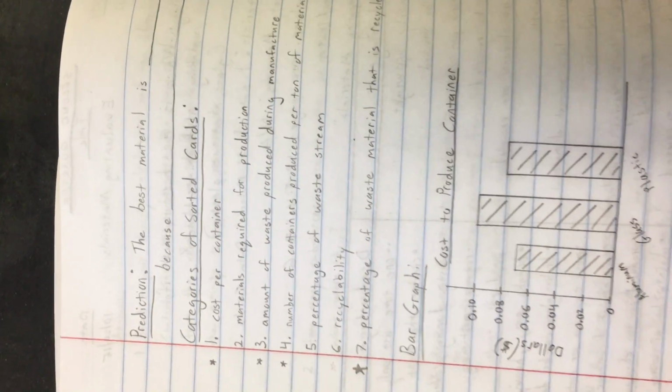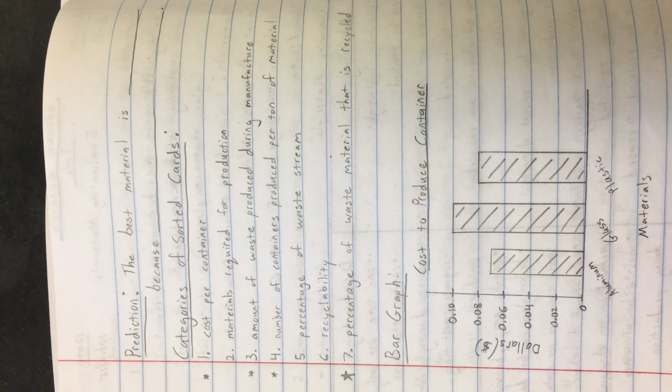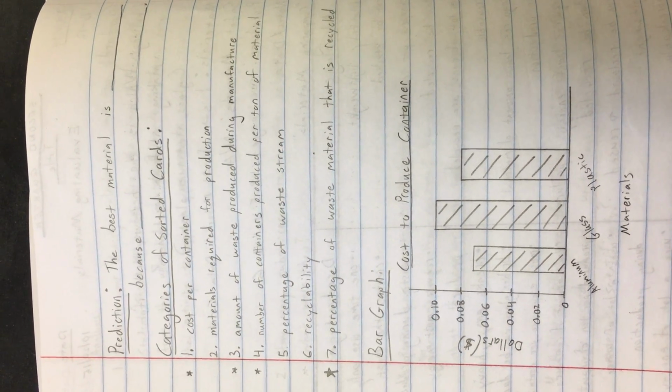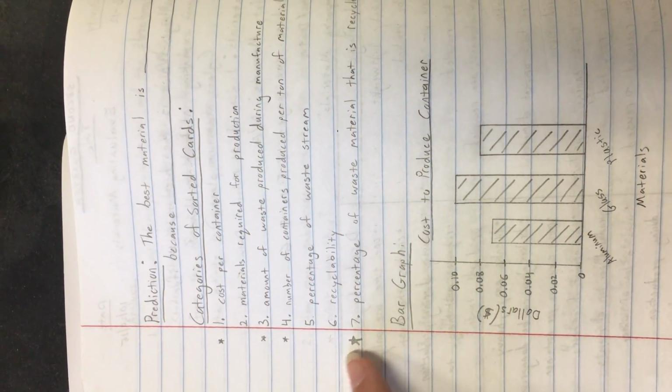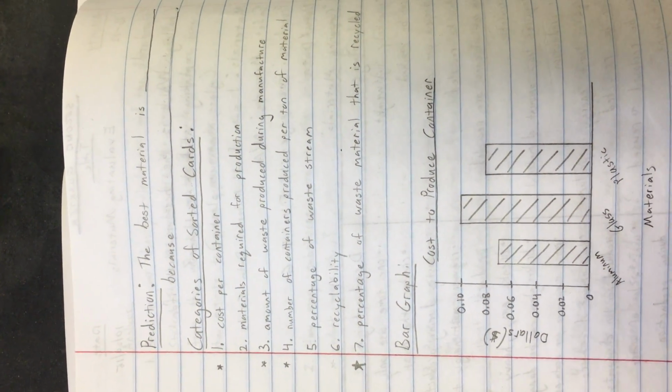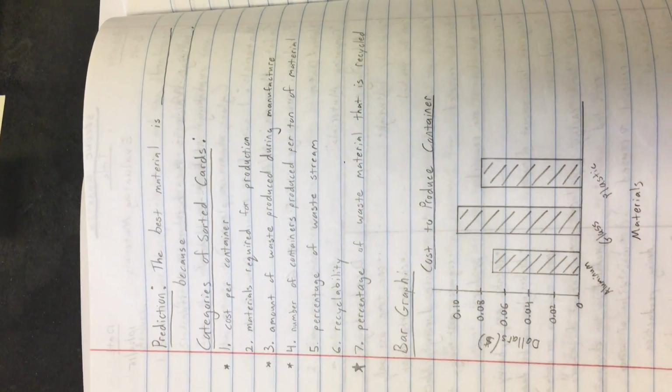Once you have all 21 cards written down as an advantage or disadvantage for the material, we are going to then separate the cards into categories. Please write these categories shown right now, categories of sorted cards 1 through 7 in your lab notebook. Number 1 is cost per container, going all the way down to 7, percentage of waste material that is recycled.